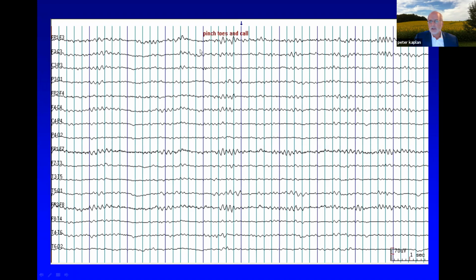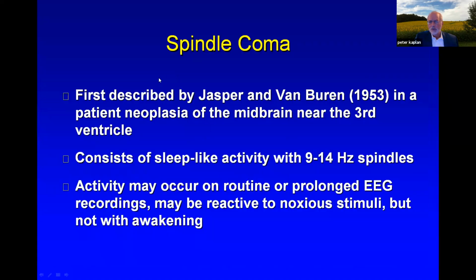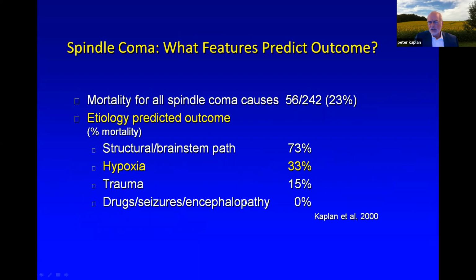Now here you can see the patient pinch toes and call. You still see all these alpha frequency patterns, in fact, anteriorly predominant, which are unreactive to the noxious stimulus. If you look at spindle coma, again, described a long time ago, you get sleep-like patterns or architecture with spindles superimposed on what could be viewed as vertex sharp waves or delta activity. And you can see it on a routine EEG.